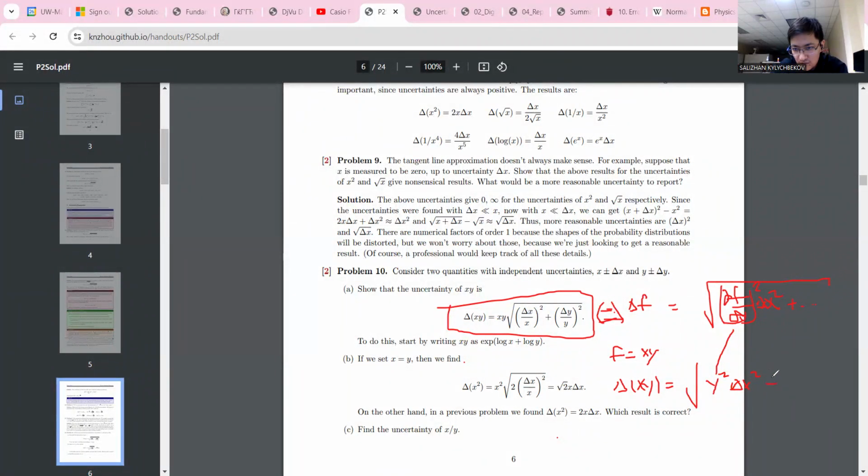And partial derivative of f with respect to y is x squared, and delta y squared. We get this result.